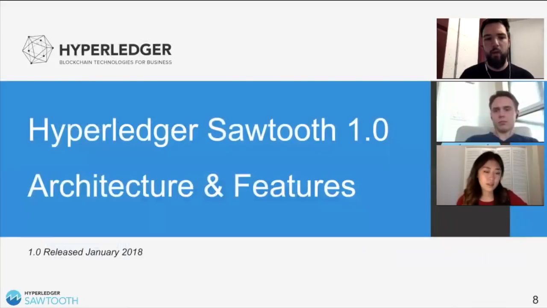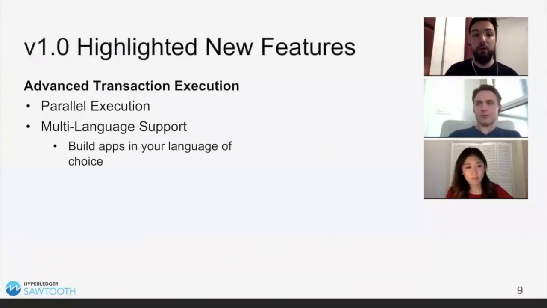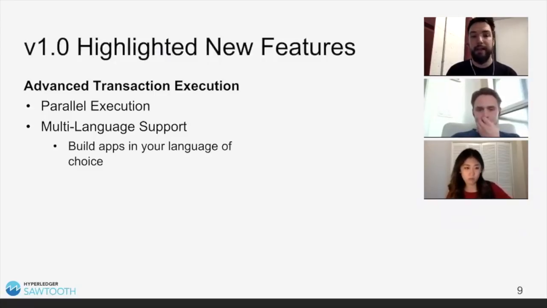I'm going to talk a little bit about 1.0 architectures and features, some key things we want to highlight. So a couple of big features. We have parallel execution of transactions. We're pretty proud of this. It took some doing to get it working, but each node in that peer-to-peer network, each validator, is smart enough to take a look at a batch of transactions that it's got to validate and figure out which ones it can execute in parallel and which ones need to be executed serially, and validate the ones that it can in parallel, which can speed things up a good deal.